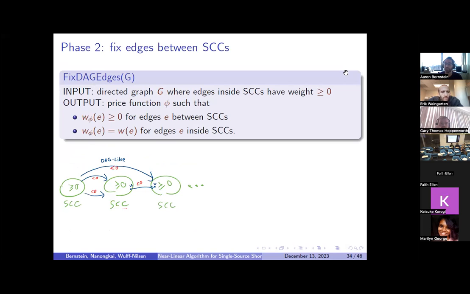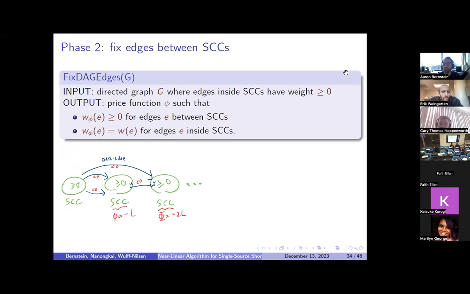And we want to somehow fix these. This is by far the easiest step, because DAGs are really easy for this problem. All you do is set L to be an absolutely enormous number, bigger than the absolute value of all your edge weights. And just set the first component to have, everybody in the first component has price -L, everyone in the next component has price -2L, -3L, and so on.